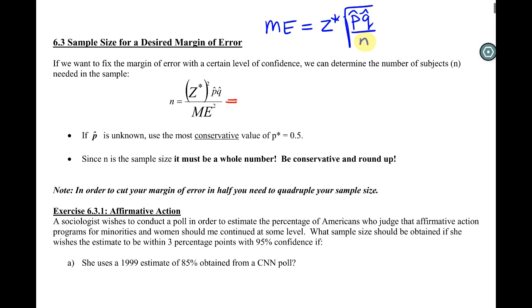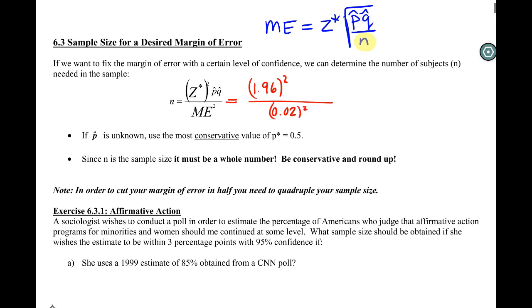Let's say that we're dealing with a 95% confidence interval. So we have a z star of 1.96. Let's say we know we want our margin of error. We're talking about that CNN poll. If it had been like 2%, that would have been a lot better. So maybe we want this to be 2%. Oops, 0.02.